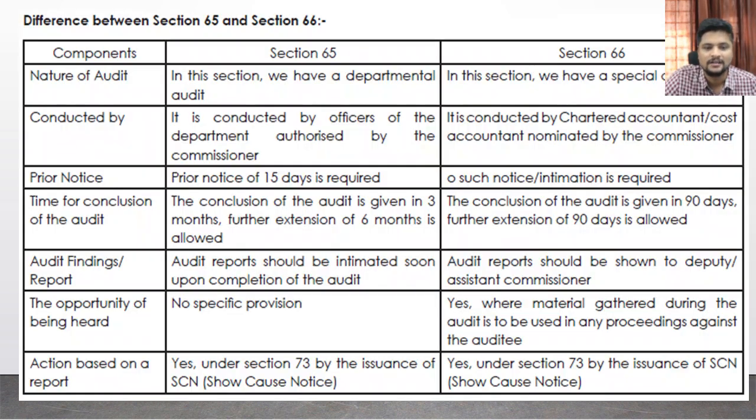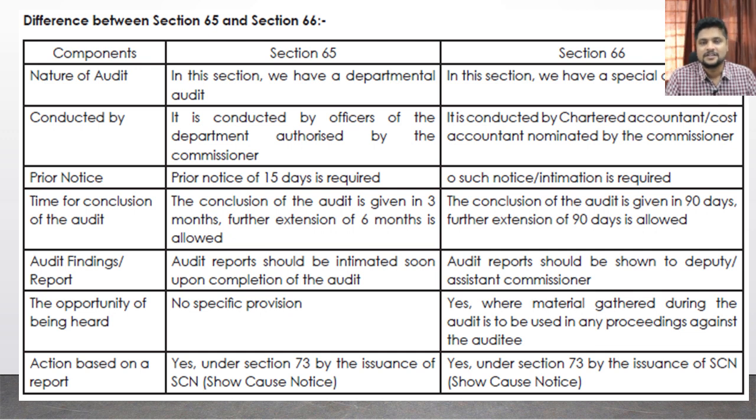special audit. Now let us discuss the distinction between section 65 and section 66. Section 65 states the audit done by the tax authority. Section 66 states the special audit. We are now going to discuss the distinction between these two sections.